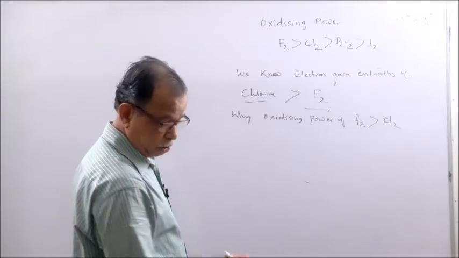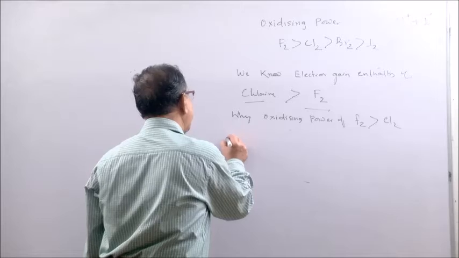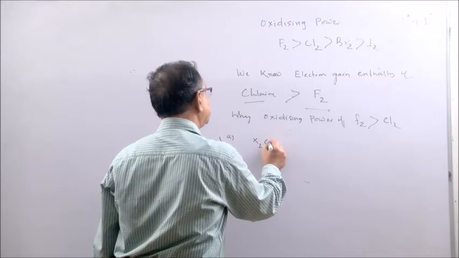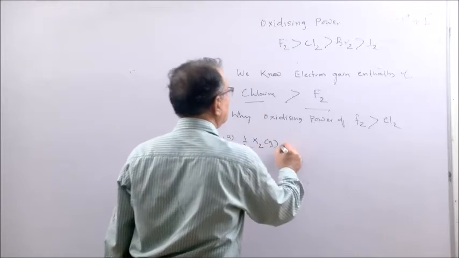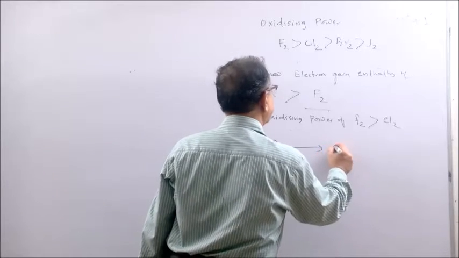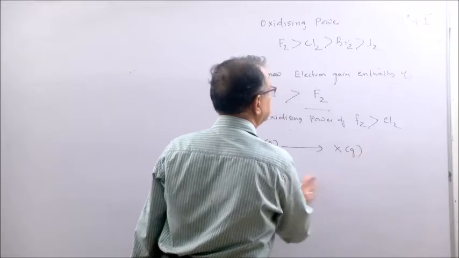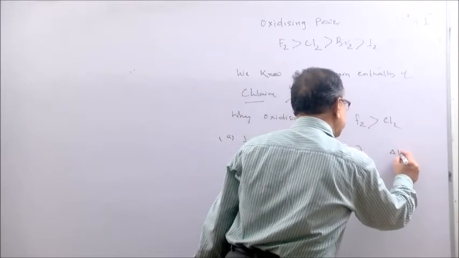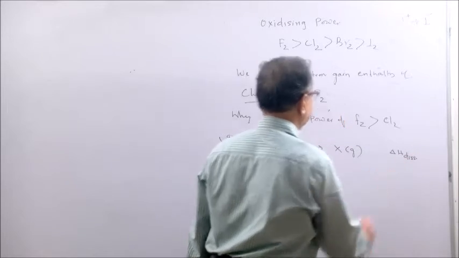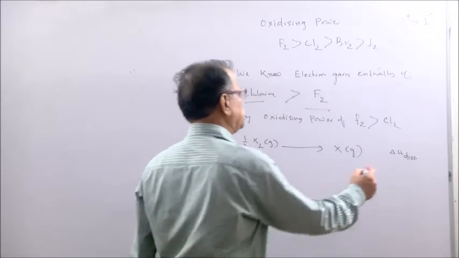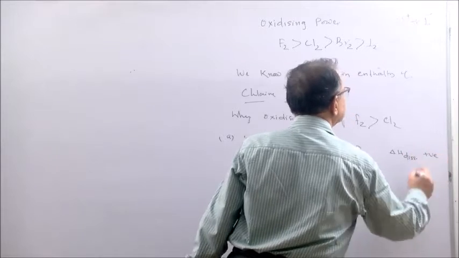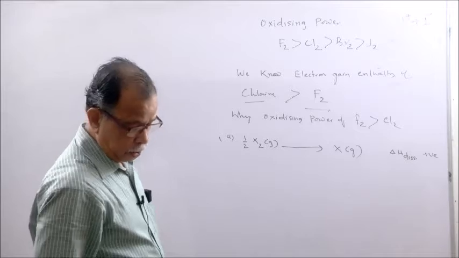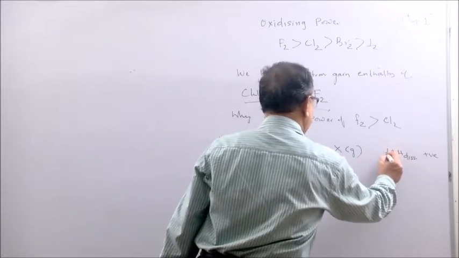It depends on three factors. First, X2 gas, half X2 gas dissociates to give X gas. This energy is called the dissociation energy, del H dissociation. Its value is positive. Half X2 gives X gas, so it is half del H dissociation.